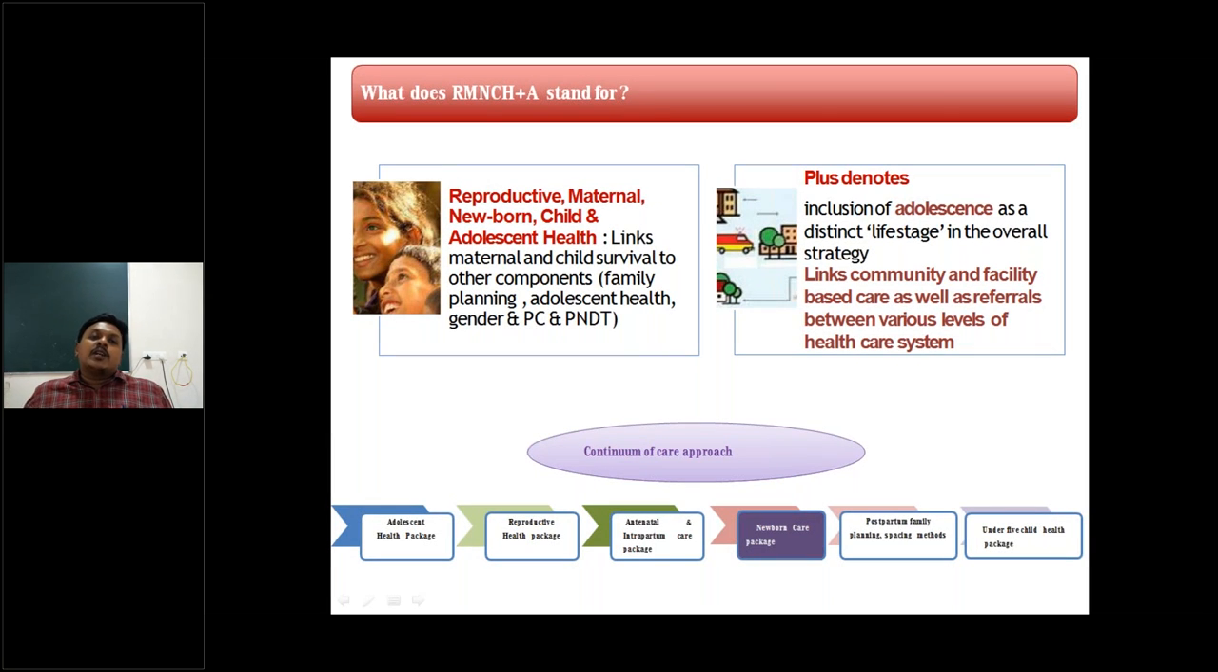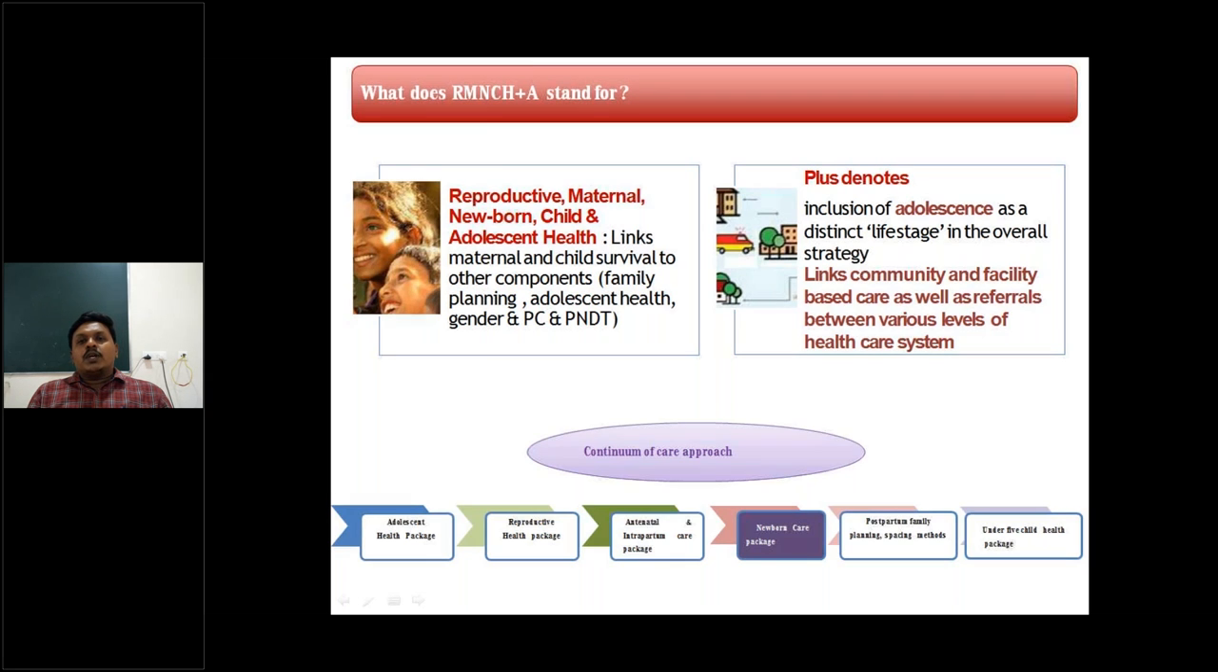Not child health, then adolescent. Reproductive, maternal, newborn, child and adolescent health. After adolescent, you have to say health, H. So what happens in this? It links maternal and child survival to other components like family planning, adolescent, gender and PNDT services. So what do you mean by PNDT? Prenatal diagnostic techniques. So along with reproductive, maternal and child survival, these components have also been included.